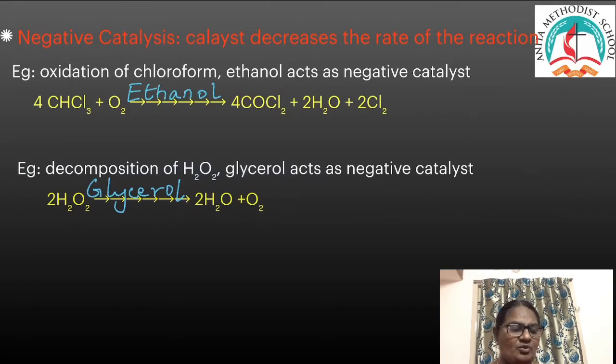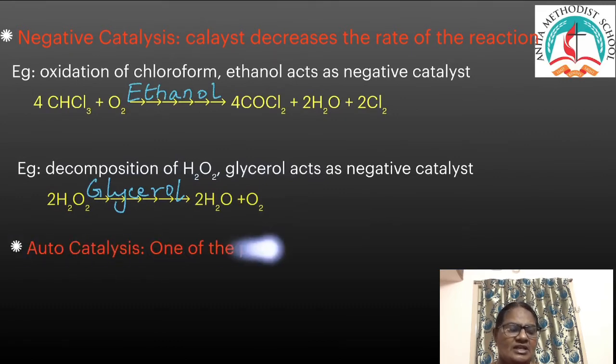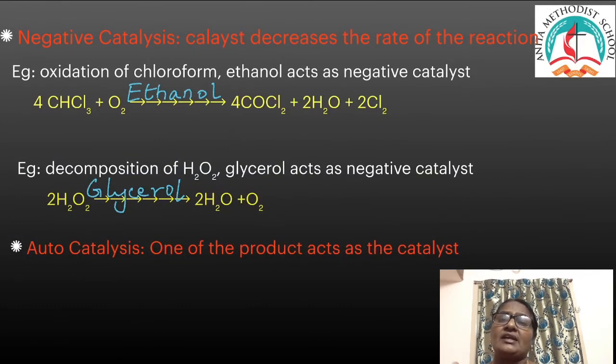The next one we are going to see is autocatalysis. Here, initially, the reaction will be at a very slow rate. It will take place very slowly. But after some time, I don't add any catalyst, but suddenly I see that the reaction is faster. How? One of the products formed itself acts as a catalyst. Such type of action is called autocatalysis. So, one of the products formed acts as the catalyst.